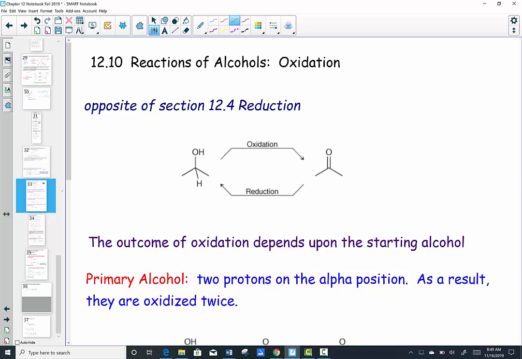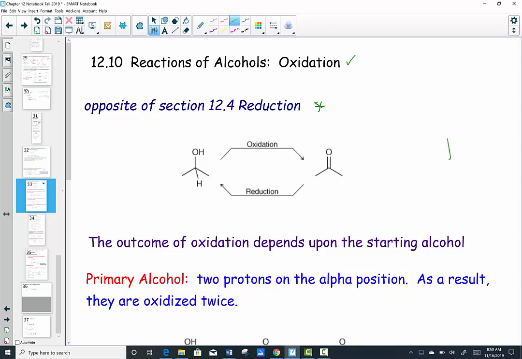And here's our last section, reactions of alcohols, oxidation. So remember, as we spent time learning about oxidation and reduction in terms of how to keep track of bookkeeping of electrons, this is the opposite of what we spent time with in section 4, reduction. Reducing the oxidation state on the number line is a force of reduction.